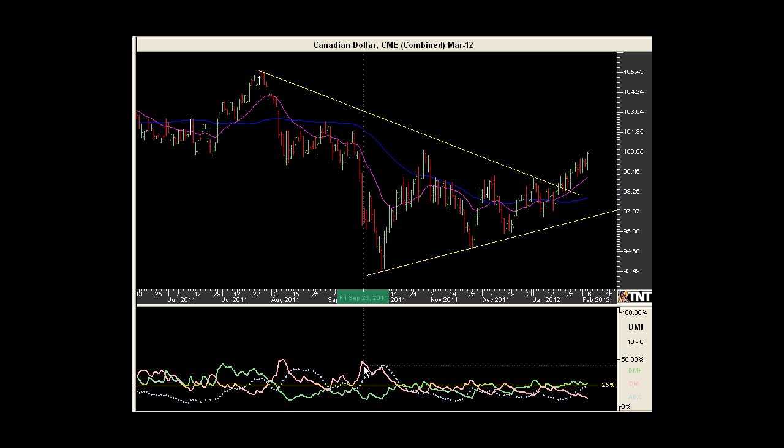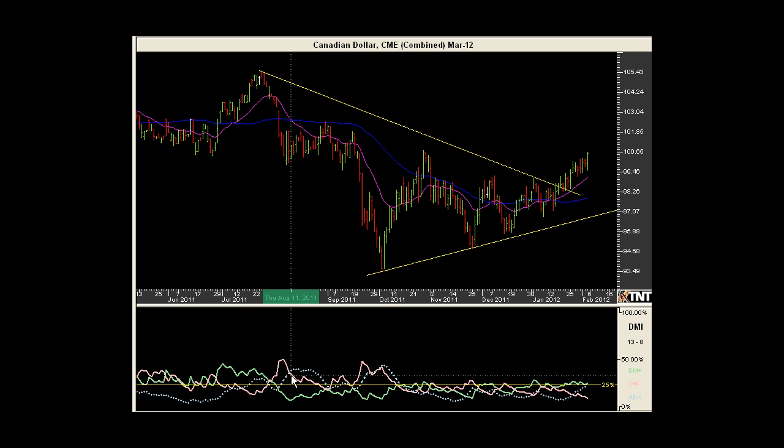And what these lines are, I'll take them one by one. Why don't we do the green line first? The green line is what is known as positive DI. DI stands for directional index. ADX is the average of the directional index. So you have a positive DI, which shows bullish price pressure. Then you have a reddish DI, which is negative DI, and that shows bearish pressure.